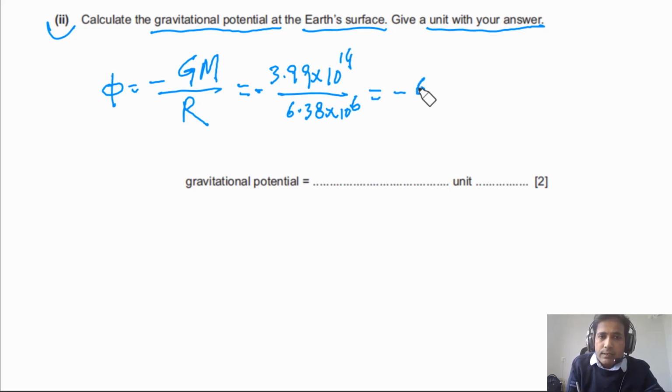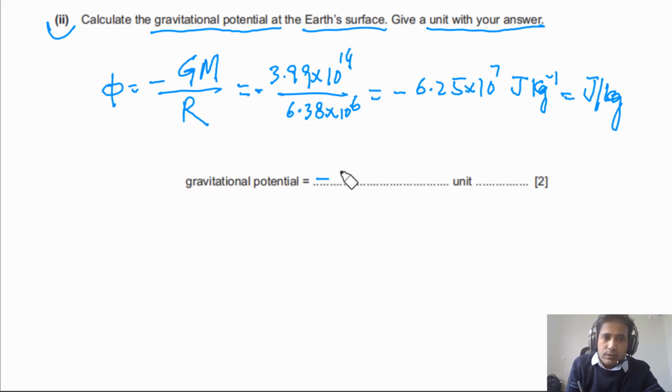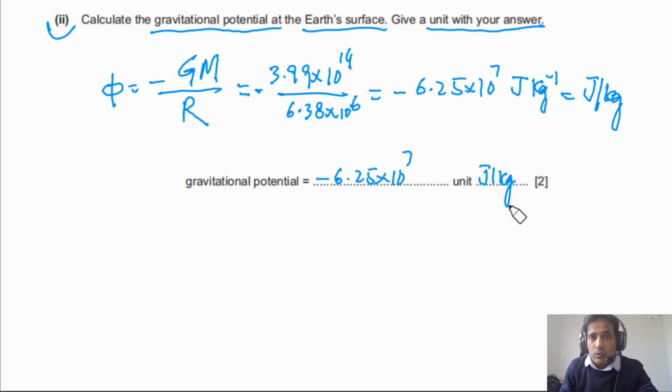So the final answer will be 6.25 times 10 to 7. Simply you can use a calculator. And potential is the gravitational potential energy per unit mass, so the unit has to be joules per kg. So here is our final answer, 6.25 times 10 to 7, and here is joules per kg. So this is how you need to answer.